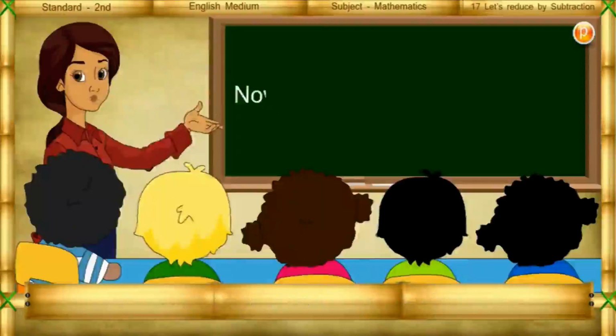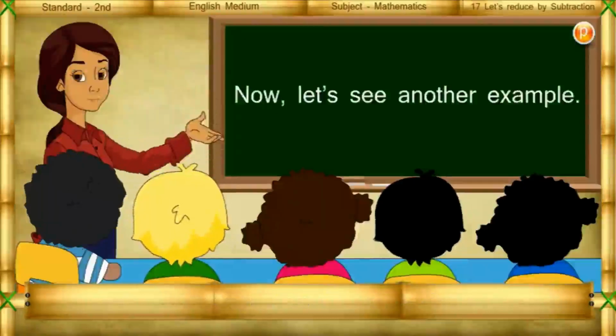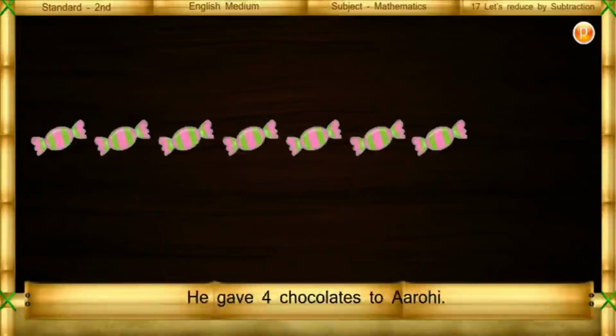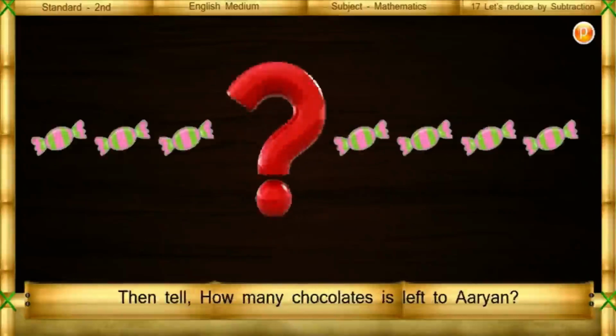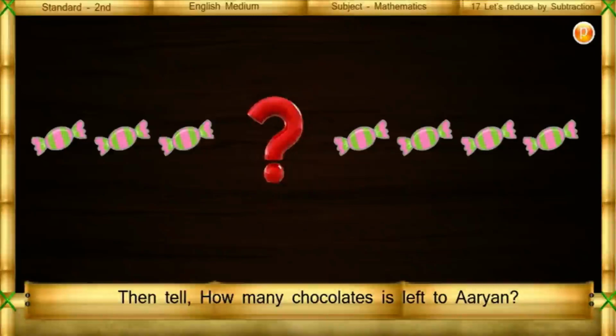Now, let's see another example. 2. Aryan had 7 chocolates. He gave 4 chocolates to Arohi. Then tell how many chocolates are left with Aryan?